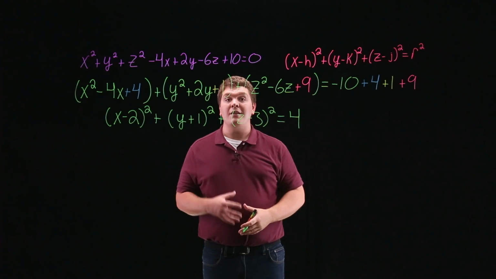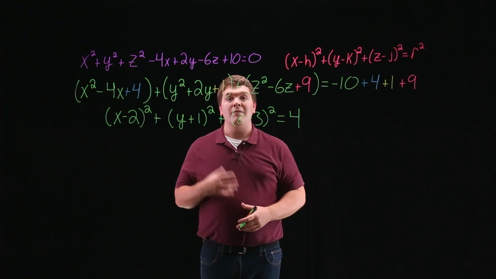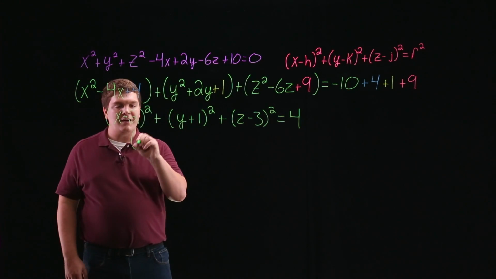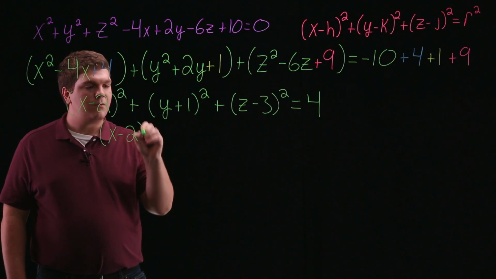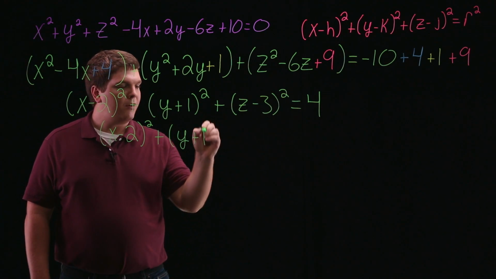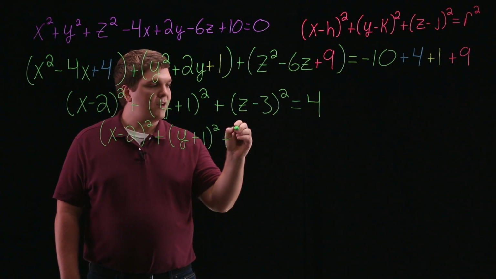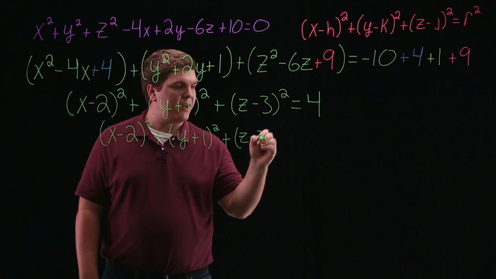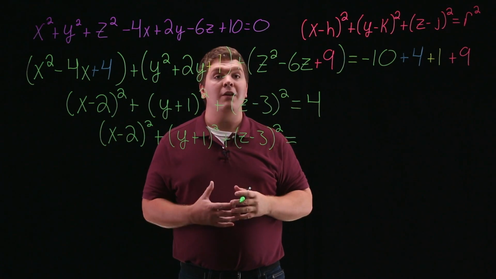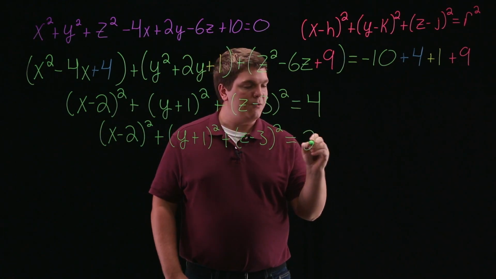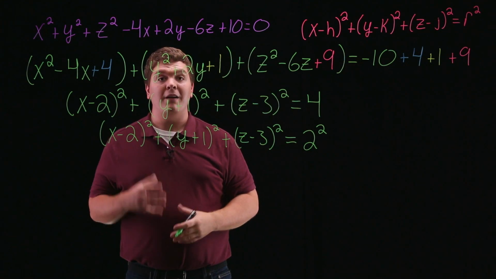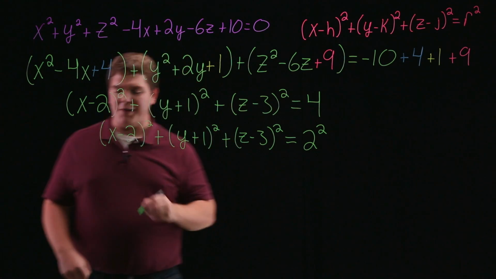We can take this one step farther and rewrite it so that it is in the standard form of a sphere. So we have (x minus 2) quantity squared plus (y plus 1) quantity squared plus (z minus 3) quantity squared, and instead of just writing a 4 here, we can write 4 as 2 squared. Now we can go ahead and write down the center and the radius of the sphere.